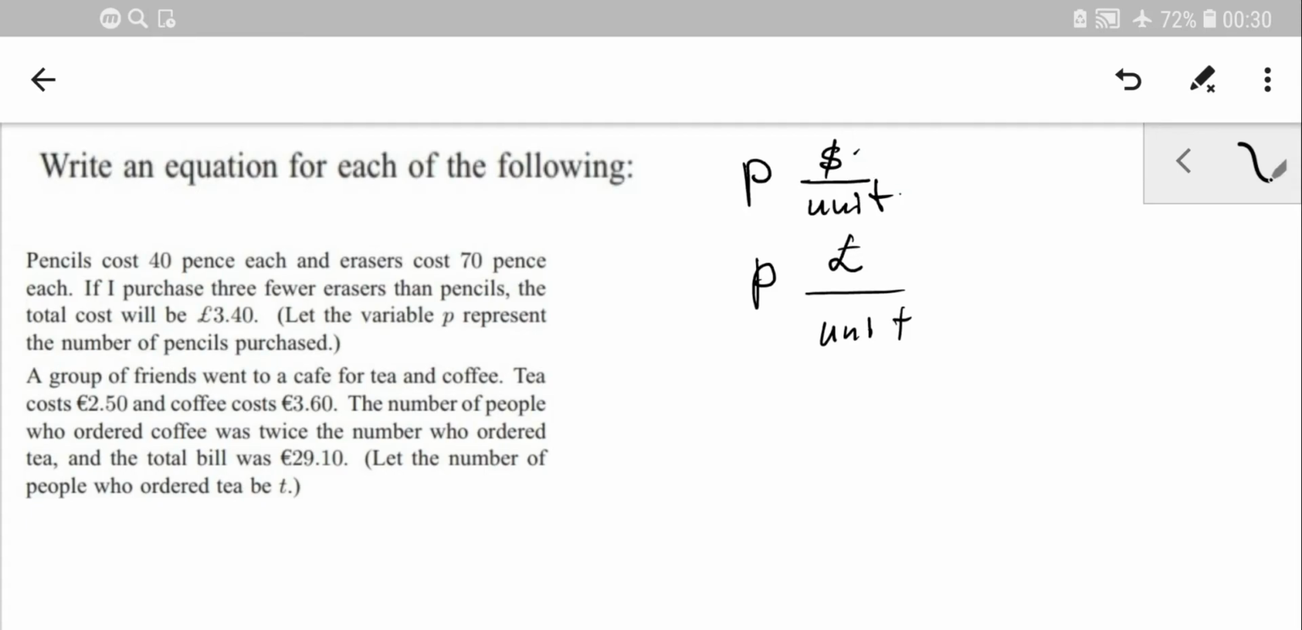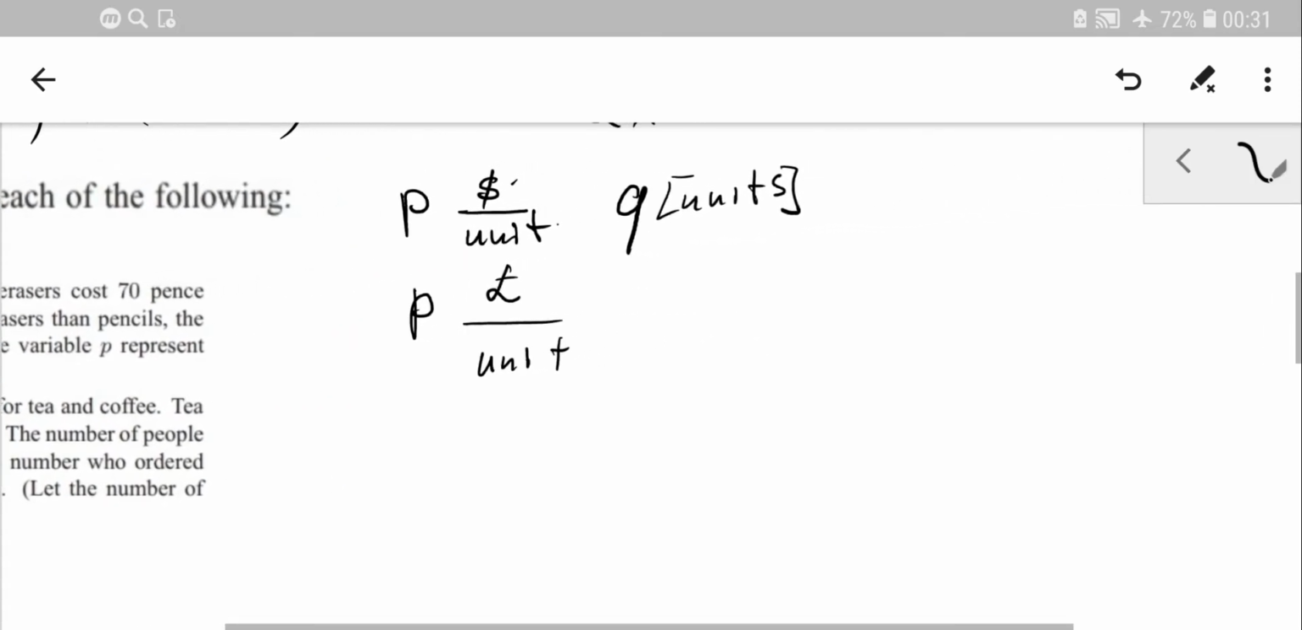Say you buy some quantity, Q units. So you're buying Q units. In order to get the total price or the total cost you're paying, you need to do what? Of course, unit price multiplied by quantity.